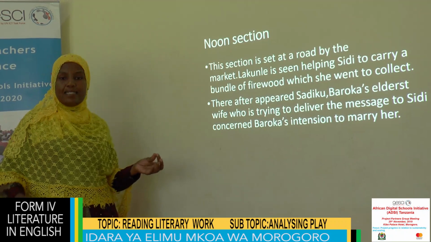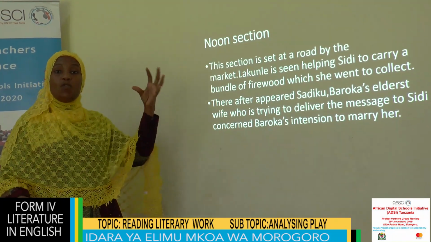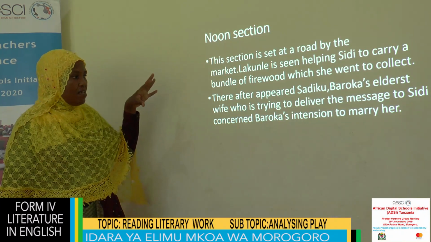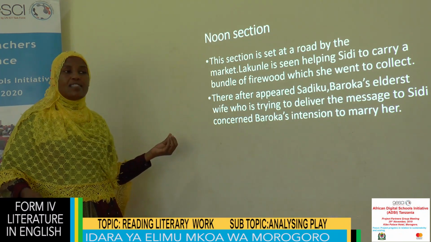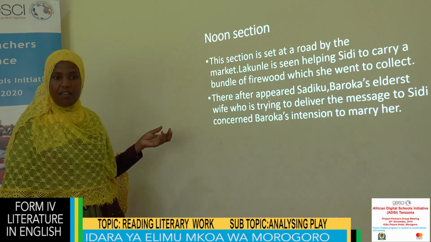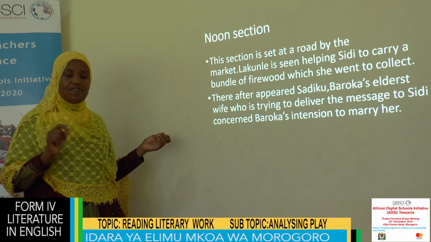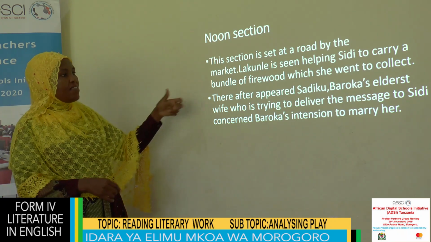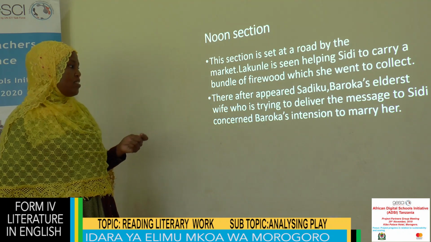Thereafter Sadiku appeared, at the same time as Lakunle was taking the bundle of firewood. We can say that Sadiku is the eldest wife of Chief Baroka. Chief Baroka has three wives, and the first one is what we are referring to as Sadiku. She appears at that moment.